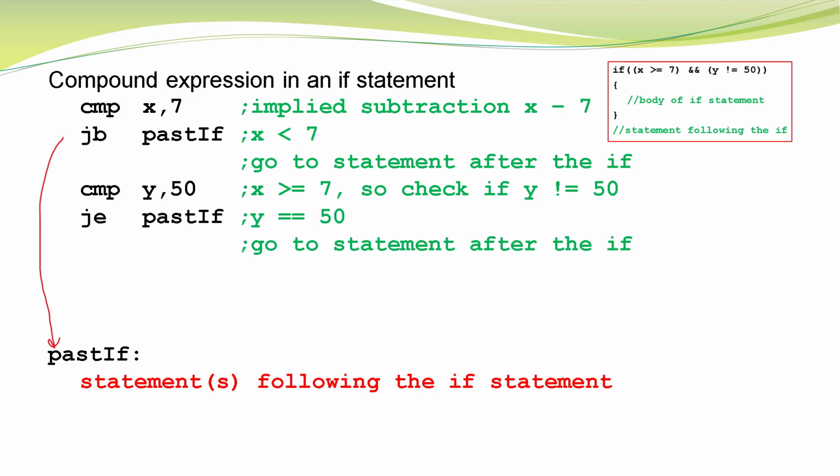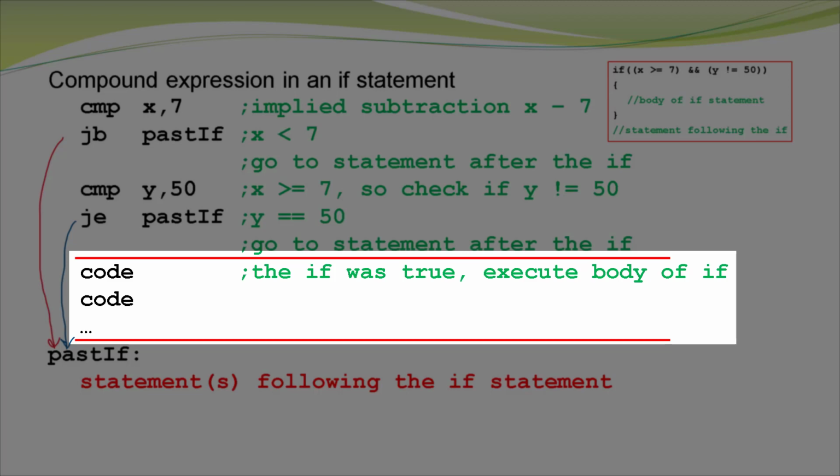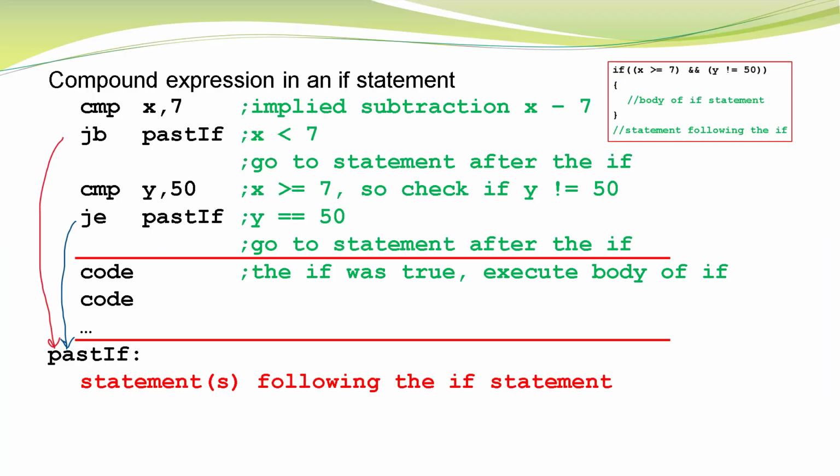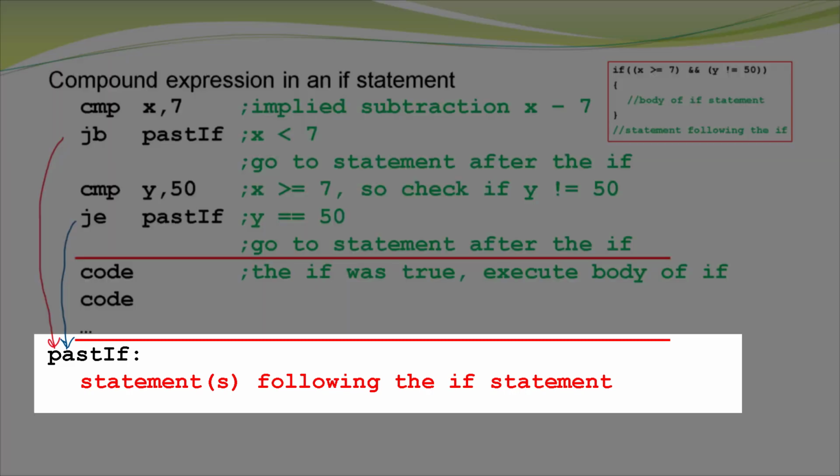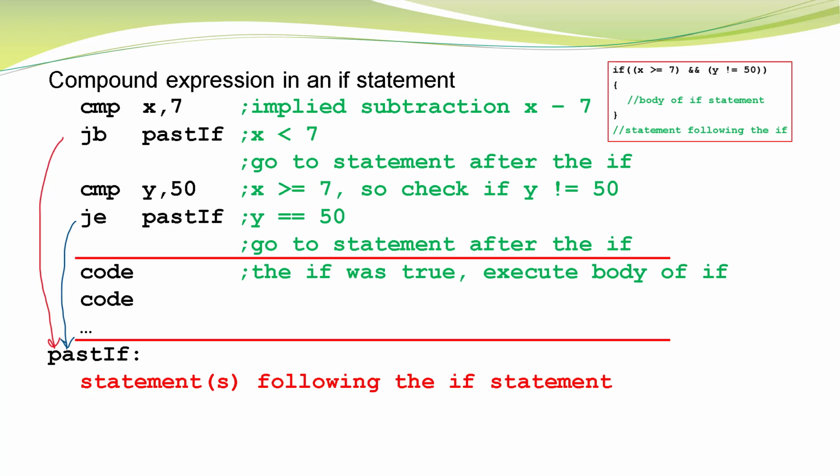Now you're really going to have to think about this. If I haven't jumped past the if statement yet, that means the compound expression was true. In other words, x was indeed at least as big as 7, and at the same time, y was not equal to 50. The result is we execute the body of the if statement. And last of all, we do eventually reach statements beyond the if statement because after executing the body of the if statement, the next instructions are those that just simply follow the if. If we're good there, let's try one with a logical OR to connect the comparisons.